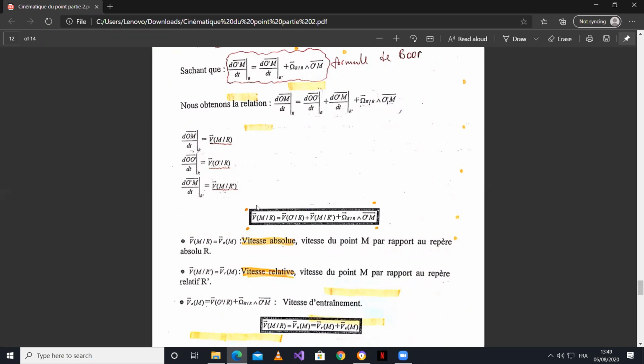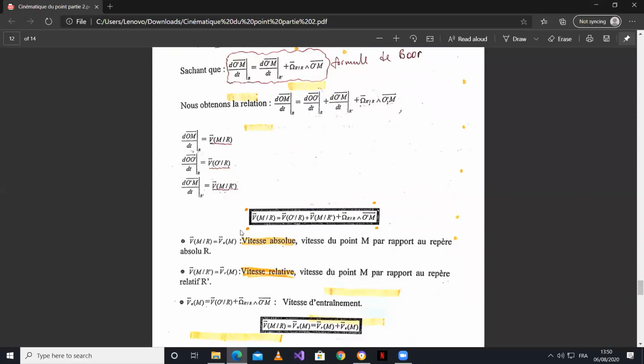And hence is born this formula for the vitesse. The vitesse du point M par rapport à R is going to be equal to vitesse du point O prime par rapport à R plus vitesse du point M par rapport à R prime plus omega de R prime par rapport à R vectoriel O prime M. So know this formula. C'est une formule à retenir instead of deriving it every single time. Just know it by heart because you'll be working with it a lot.